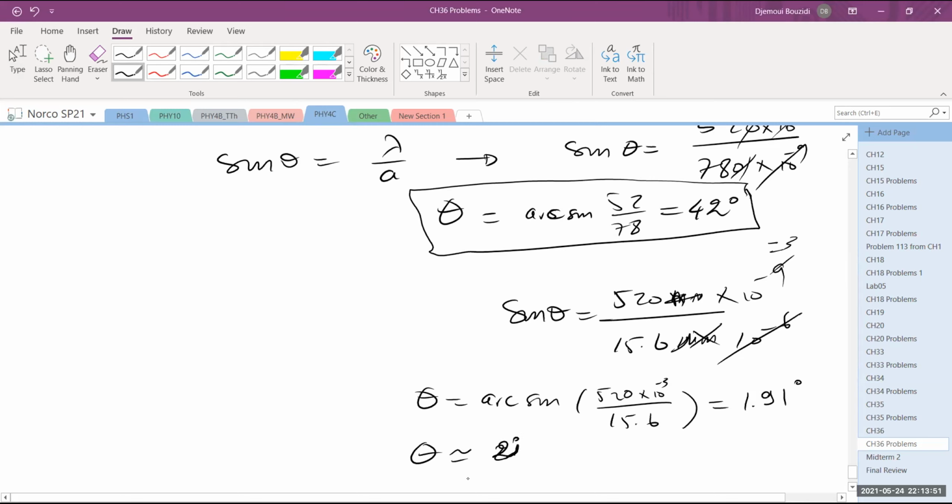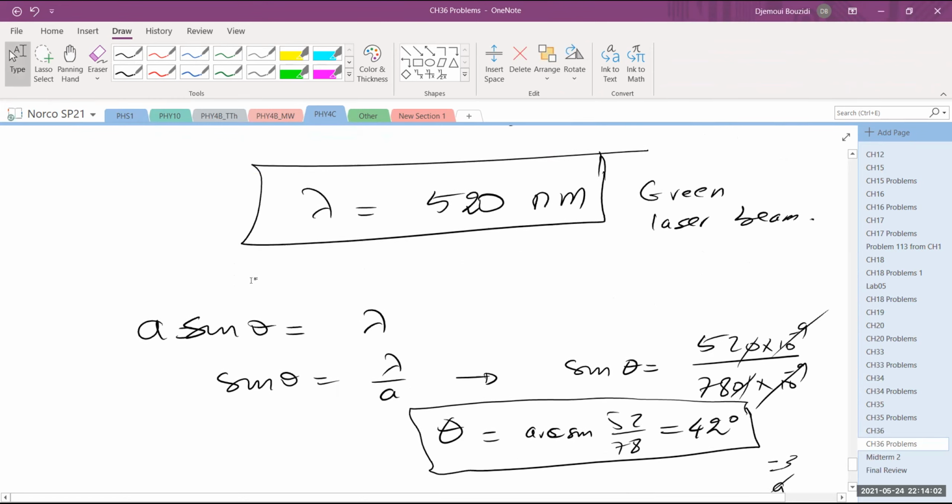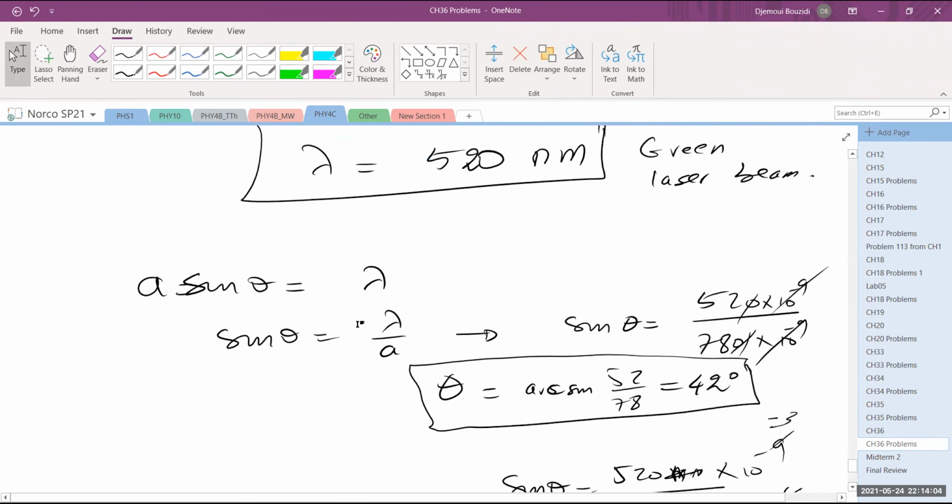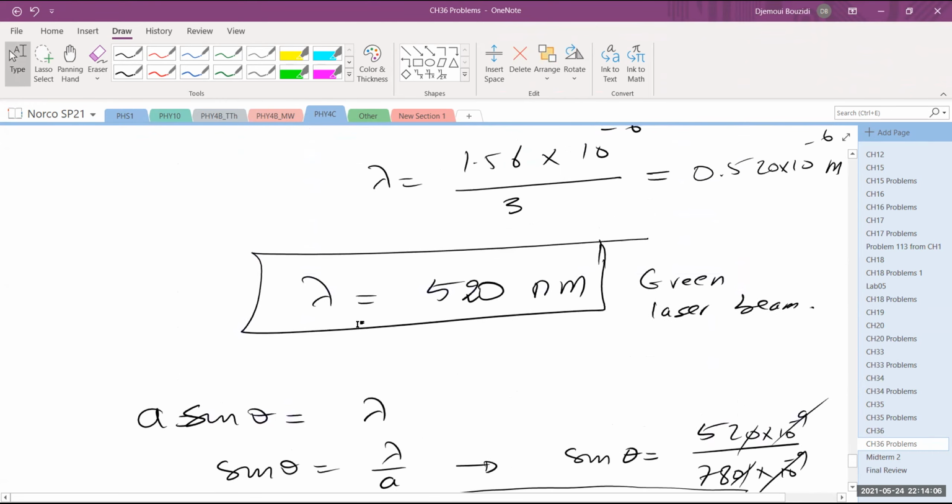As it should be: for large values of A, the angle is small. That means it's a high resolution. That means this is independent of the angle. That means sine theta is equal to theta is equal to tangent theta, but theta is in radians in there. Okay, hopefully this problem is clear enough for you guys.